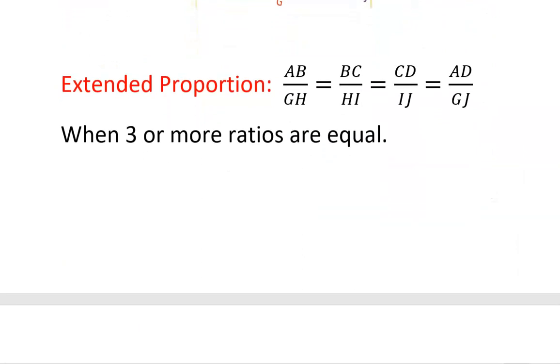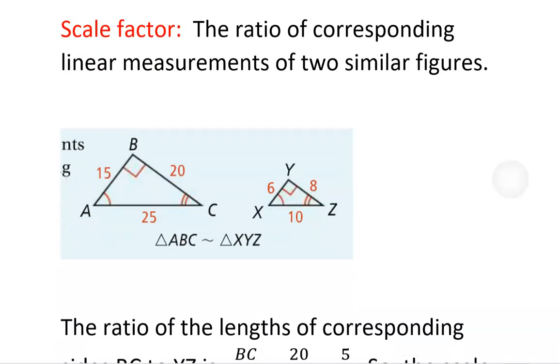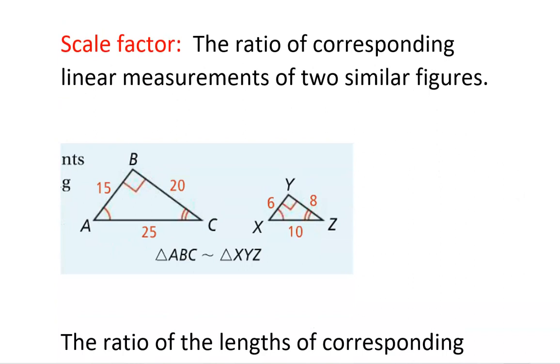Extended proportions are when you have more than just 2 fractions being the same. The scale factor is that number. So if you can figure out how many times bigger or smaller something is, that's the scale factor. Usually they go first one to second one, not necessarily always 2 times bigger or 3 times bigger. It could be half as big or something like that as well.